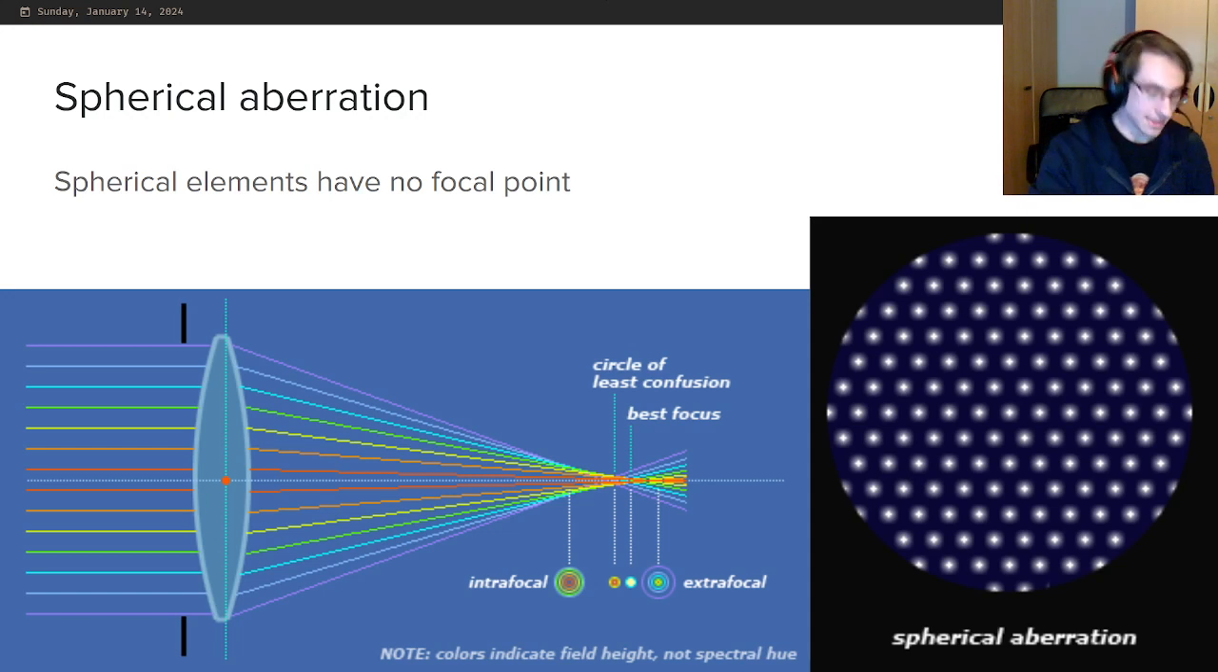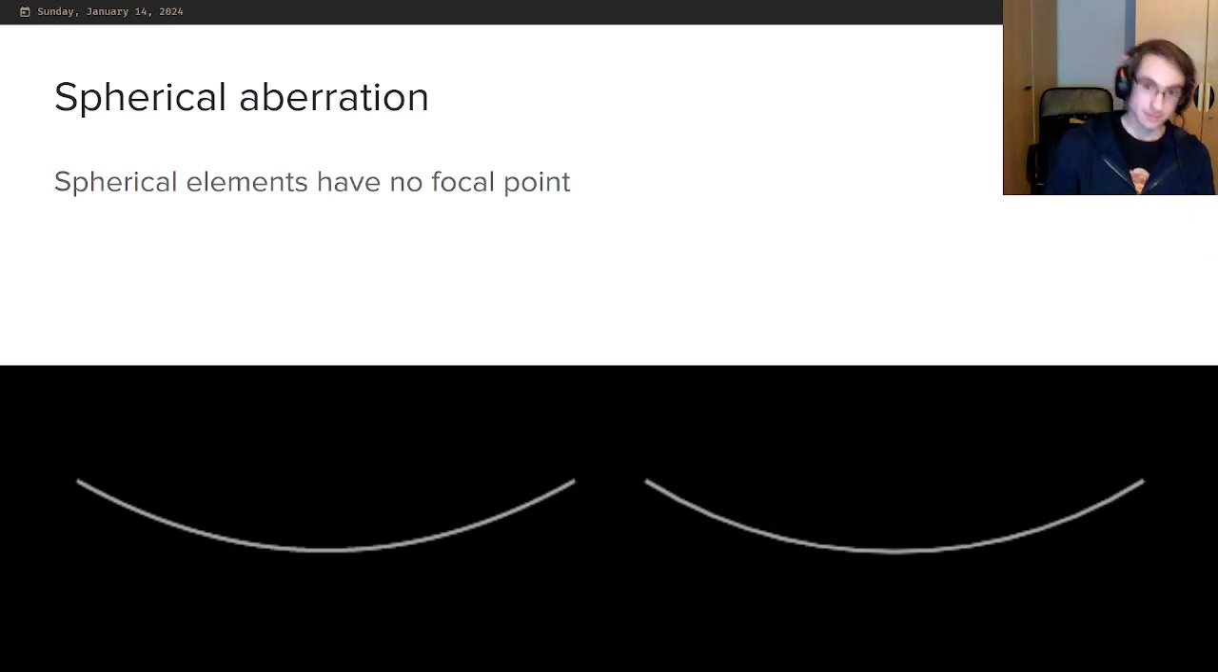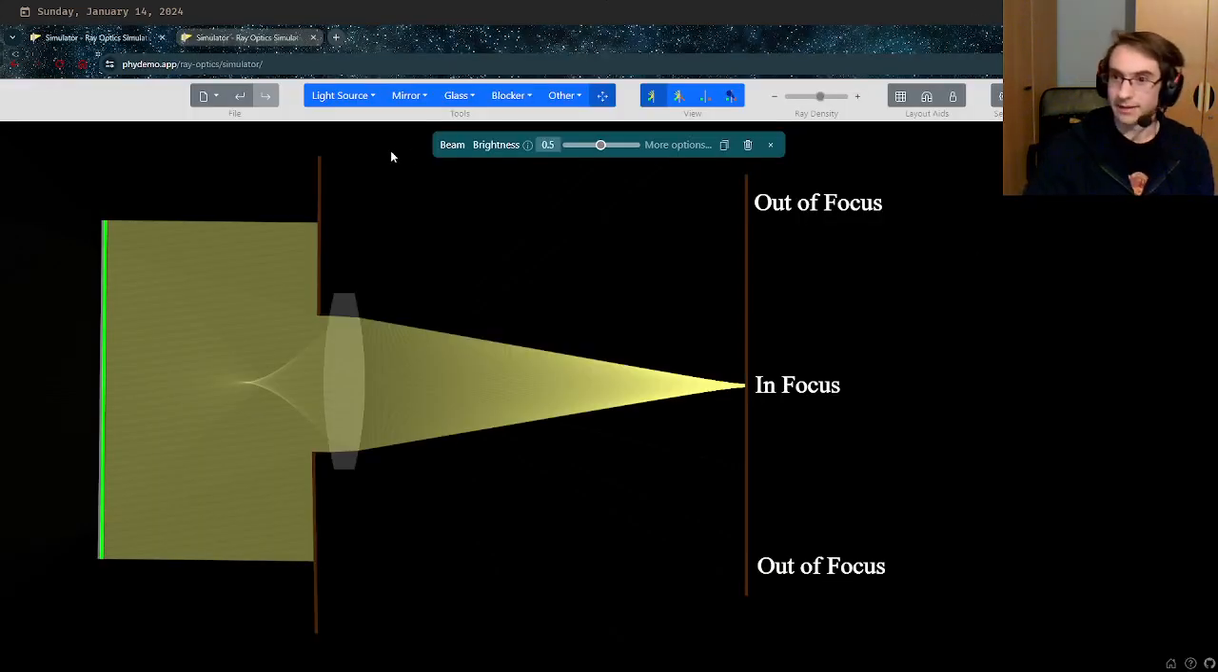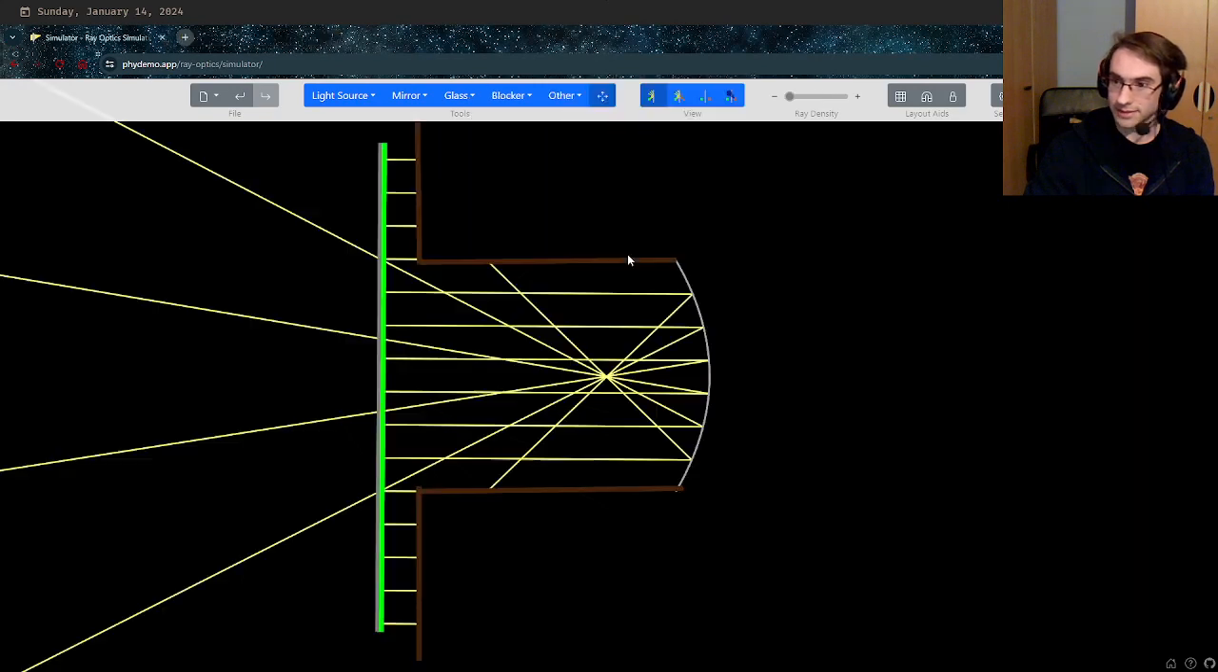A big problem with spherical aberration is that it's relatively hard to see just by looking at the lens if something is spherical or not. These are two telescope mirrors. One of them is spherical, the other one is parabolic. Now, I don't think anyone in here can tell me which one is which. In fact, not even I can tell because I forgot which one was which. So the only way to tell is by putting them into a telescope and sending light through them.